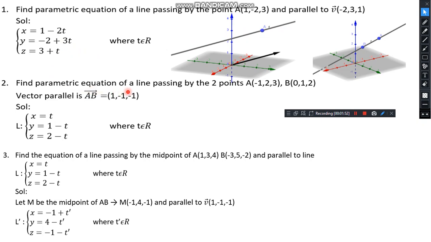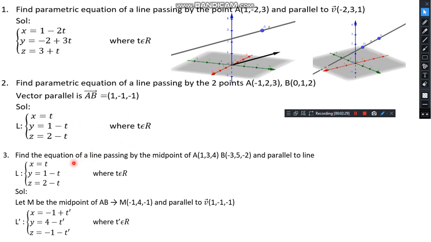Now, find the parametric equation of a line passing by 2 points A and B. Since it passes by 2 points A and B, this line is parallel to vector AB. So now I need a direction. It has the same direction as vector AB. These are the components of vector AB, by doing xb minus xa, yb minus ya, zb minus za. Passing, for example, you can pick either point A or point B. If you pick point A, you put here minus 1, here plus 2, plus 3. If you pick point B, you put plus 0, here 1, and here 2.